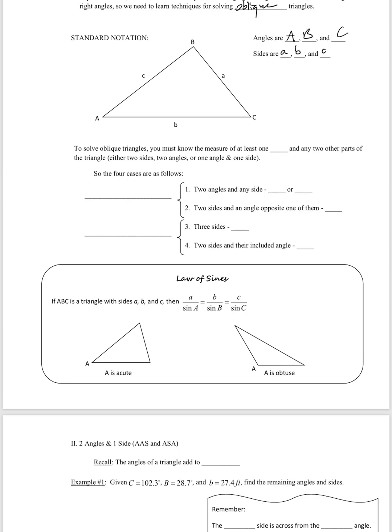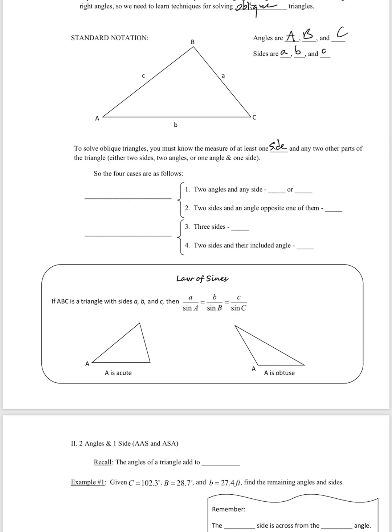To solve oblique triangles, we always need to know the measure of at least one side. And then any other two parts of the triangle. So two other sides, two angles, or another angle and a side. Now that means there are four total cases we could have. We could know two angles and one side.